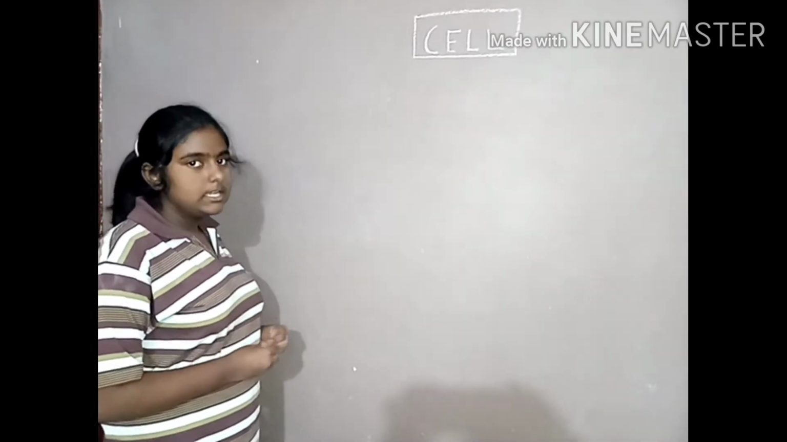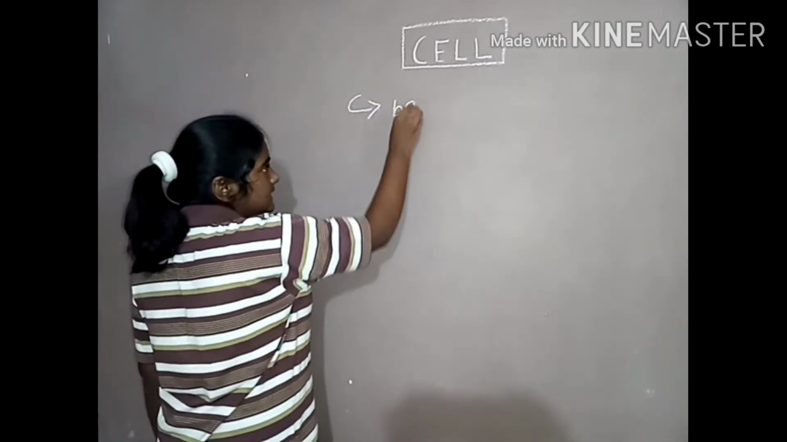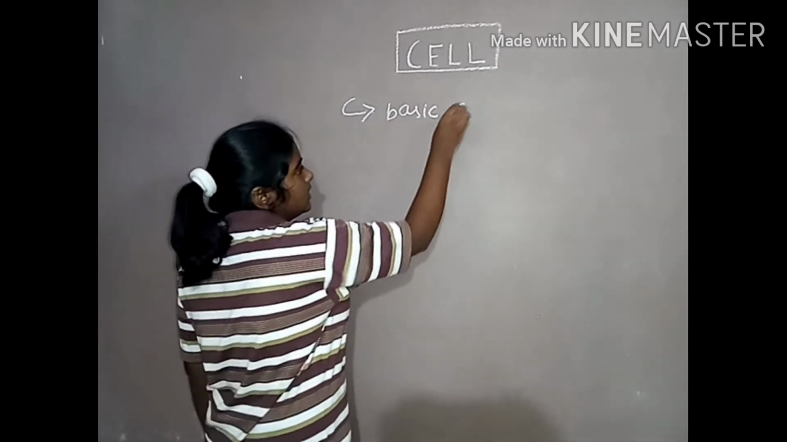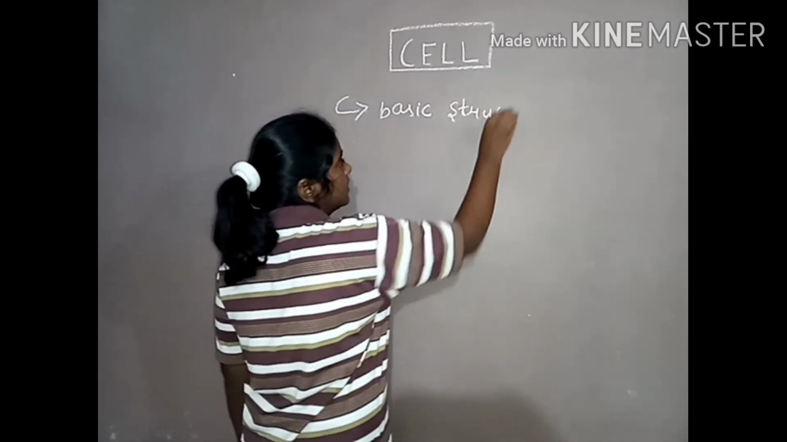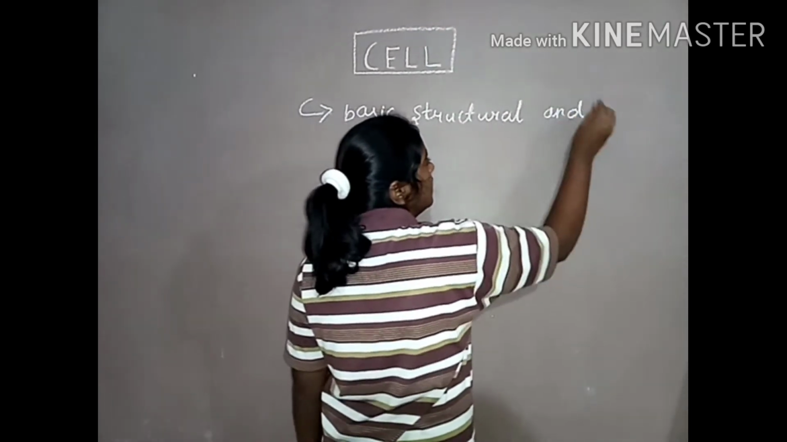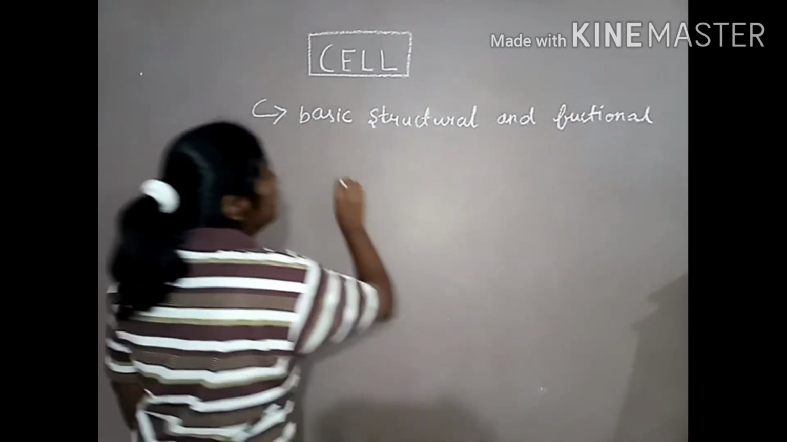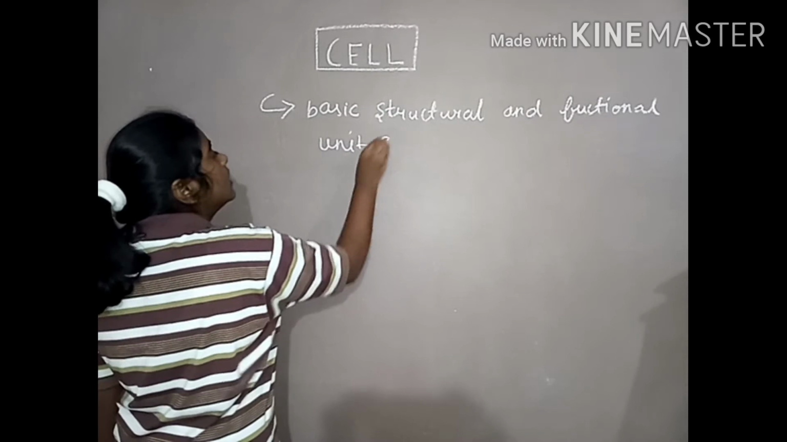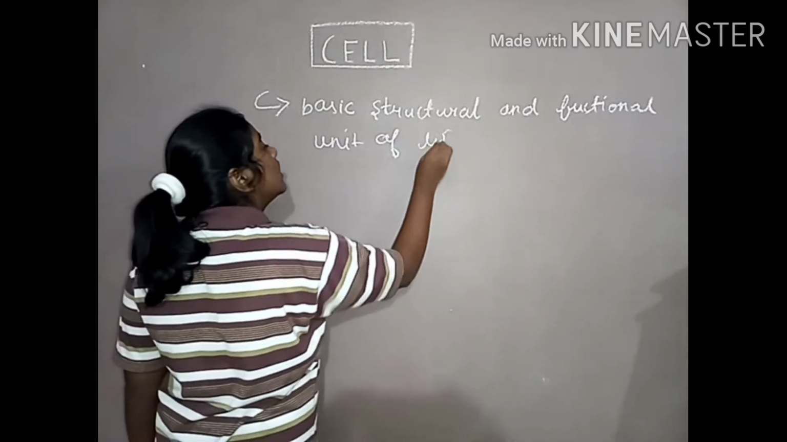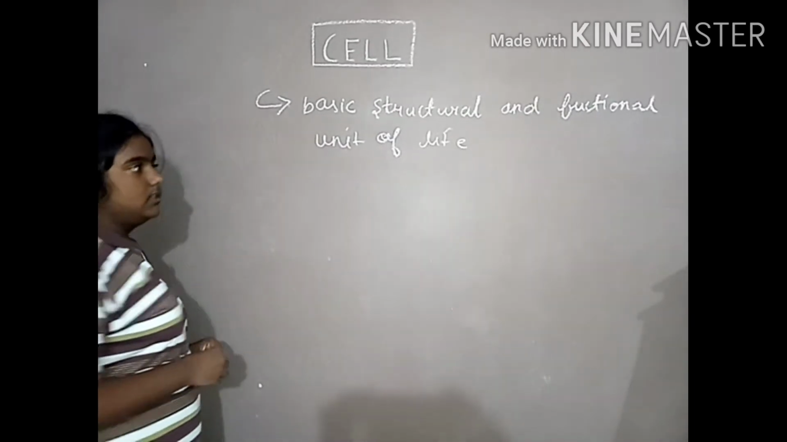Living organisms are made up of cells. Cell is the smallest unit of a living being. Cell can be defined as the basic structural and functional unit of life.